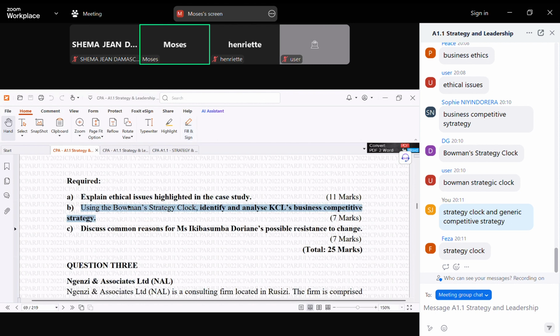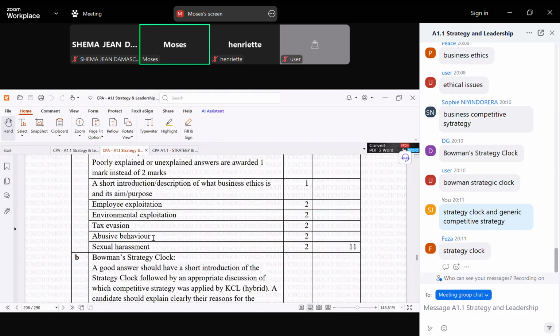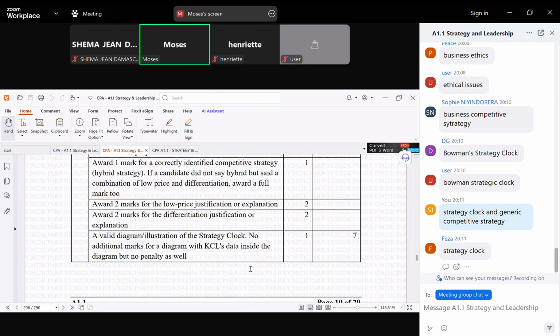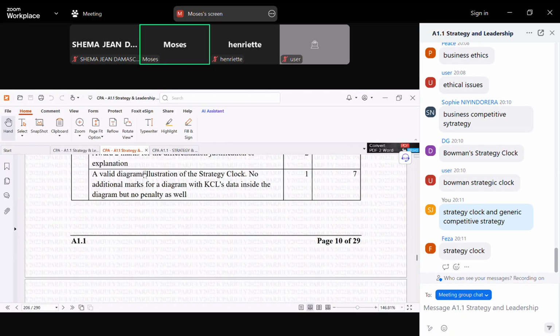The key concept is the strategic clock. You can actually see it here. They say a short introduction or description of what the strategic clock is. You get 1 mark. And then you come here and see a diagram, which also gets 1 mark.